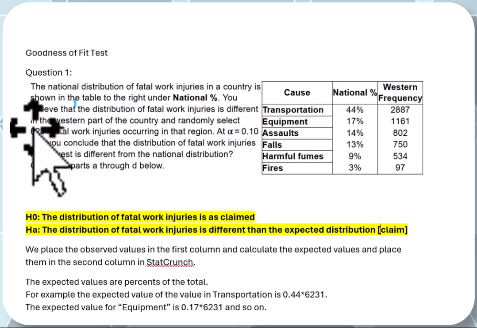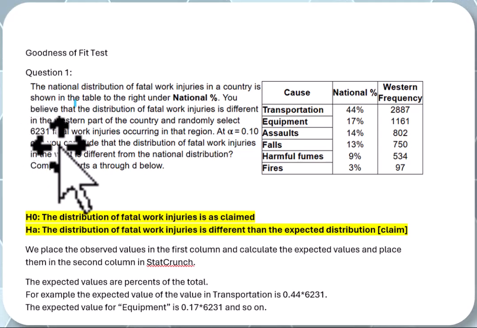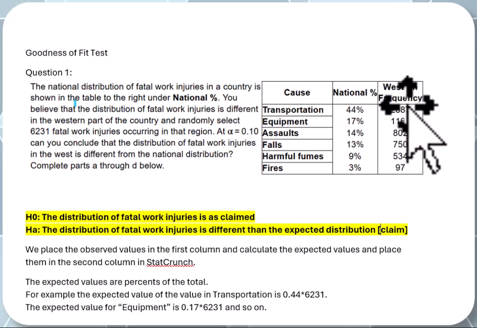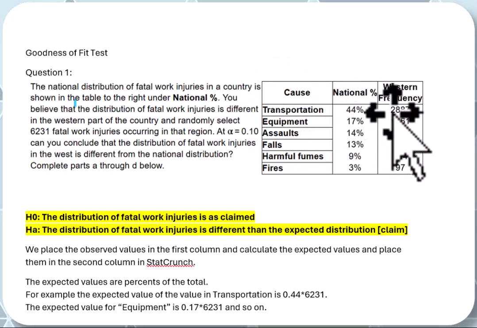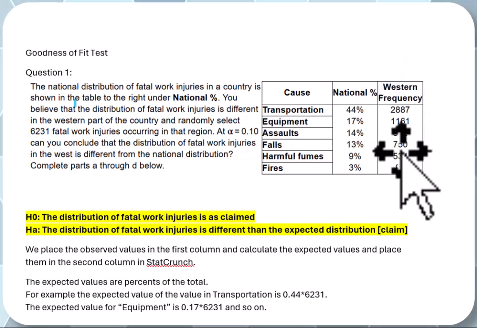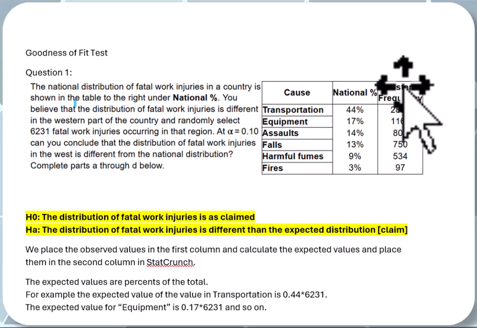So we went to the record and looked at 6,231 fatal work injuries, and we found out that 2,887 of them were transportation, 1,161 equipment. Those numbers that are given to us right here are called the observed values. We're going to be using StatCrunch to find the test statistic, which is a chi-square test, and the p-value. So the numbers that are given to you here are called the observed values. All the frequencies usually in the table are called the observed values.